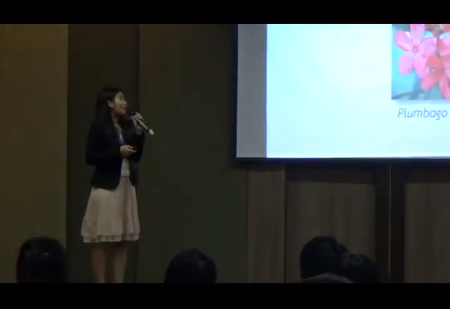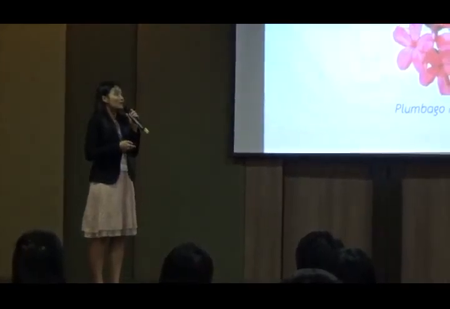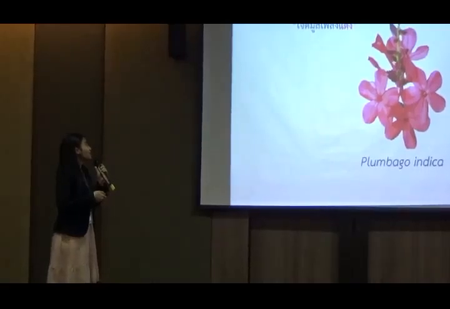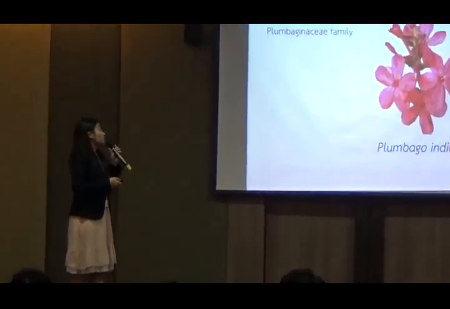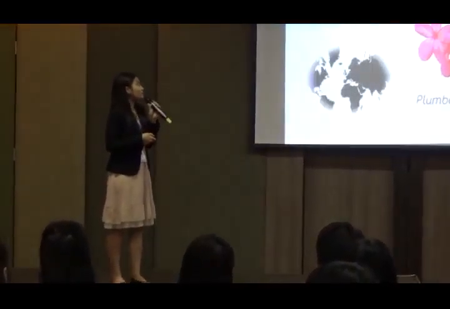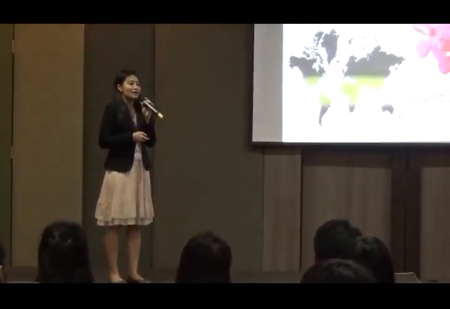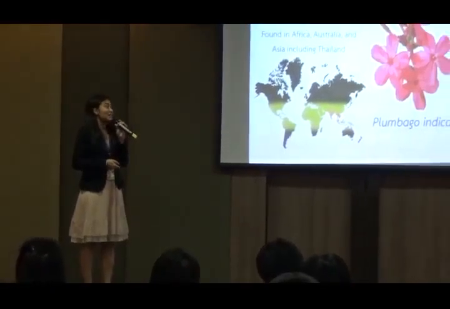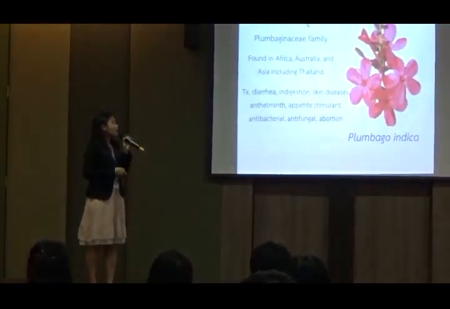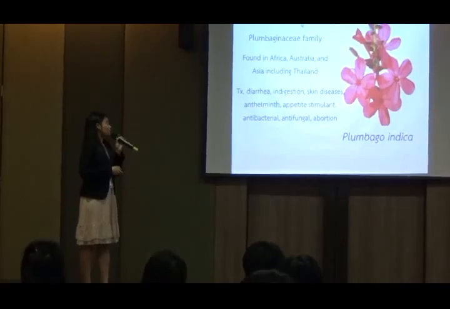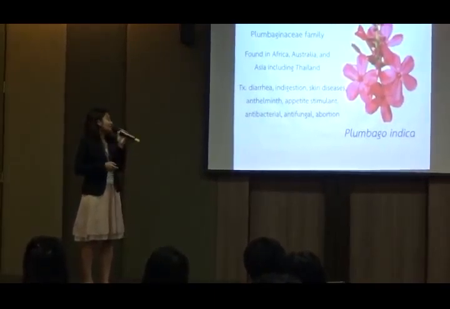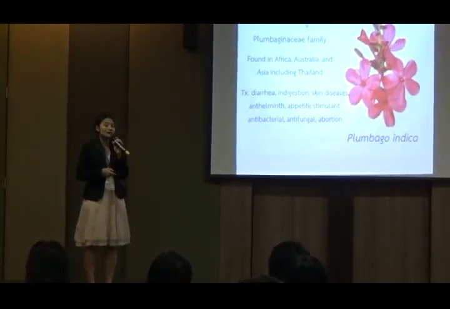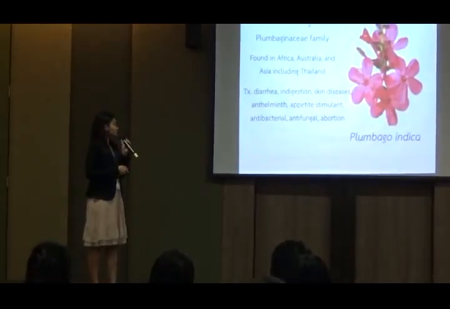Plumbago indica is a flowering plant known as scarlet leadwort, or Jetamoon Pleung Dang in Thai, because of its raised flower. It's a member of the Plumbaginaceae family and found worldwide, including Africa, Australia, and Asia, especially in India and Thailand. It was traditionally used to treat diarrhea, indigestion, and skin disease, used as an anti-helminth, appetite stimulant, antibacterial, antifungal, and for abortion.